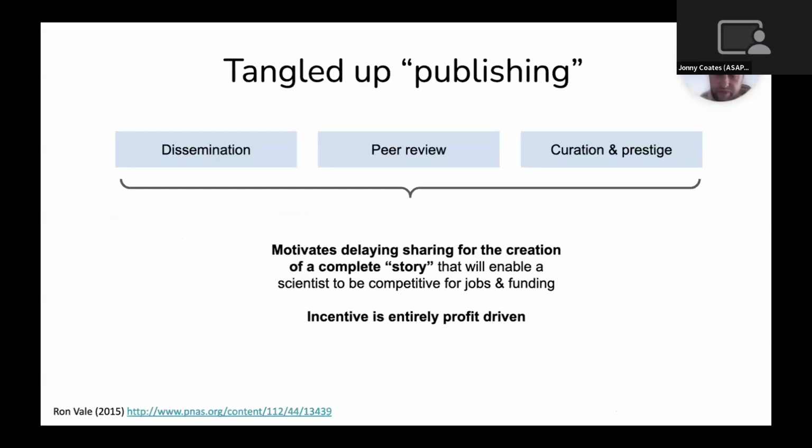And the problem, well, the reason all these issues exist, I would say, is because publishing is currently quite tangled up. It's a lot of different things in one. So publishing, as we currently use it, is dissemination, peer review, curation, and prestige. And that is all controlled by journals. They do all of these different steps. And I think it's too much to ask of an individual organization.